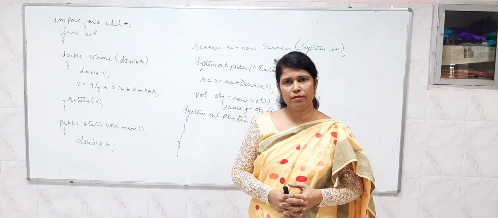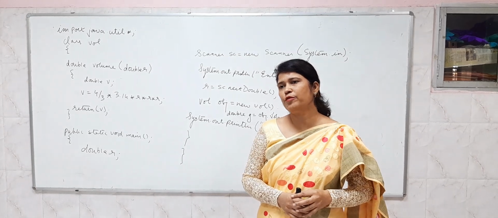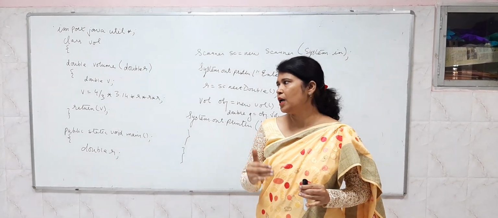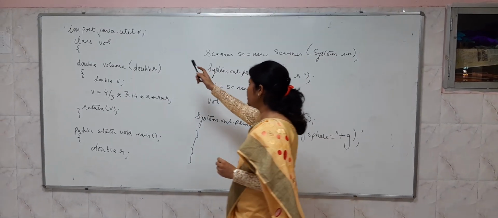How to calculate volume of a sphere. The formula for volume of a sphere is 4 by 3 pi r cube. Okay, so volume of a sphere, we are going to do it.